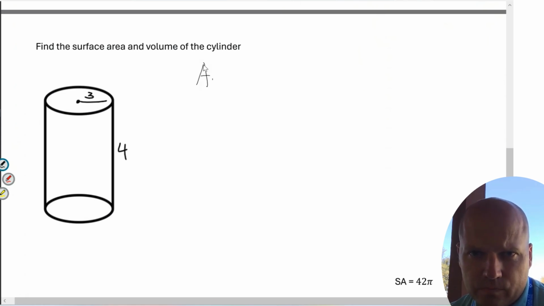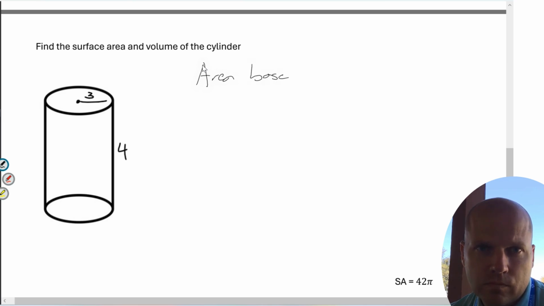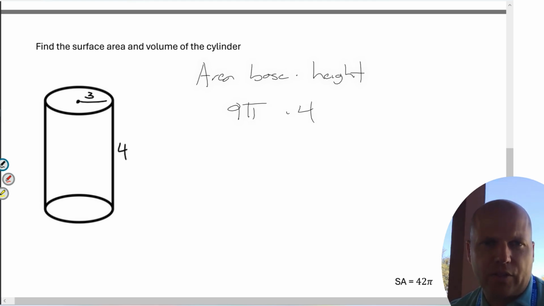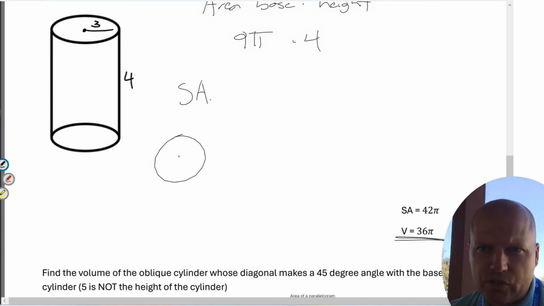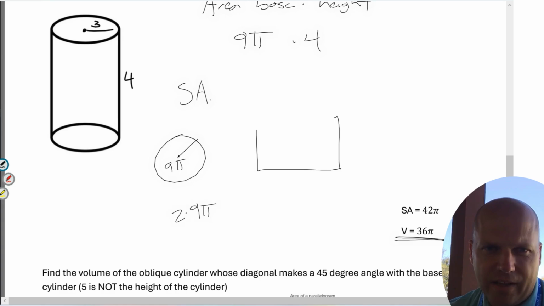Same deal. Now the area of the base is pi r squared, so I get 36 pi. For the surface area, we have 2 circles that are going to be 2 9 pi's. And we have one rectangle.